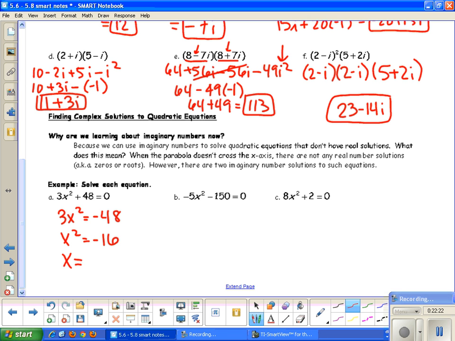Get rid of the power, so x is equal to plus or minus the square root of -16, and that negative, remember, you take it out, becomes plus or minus i root 16, and the square root of 16 is 4, so x is equal to plus or minus 4i. These are my two imaginary solutions for my equation.